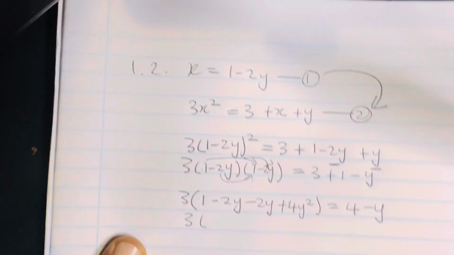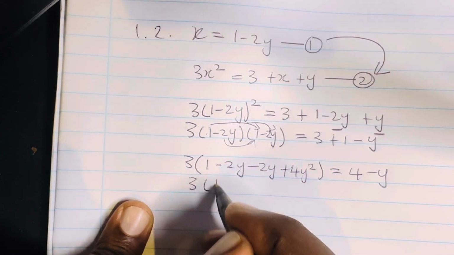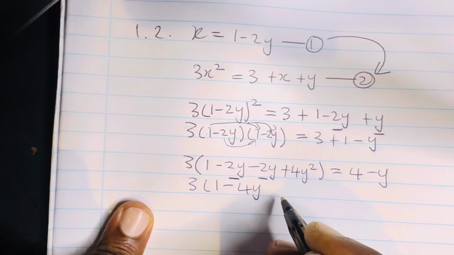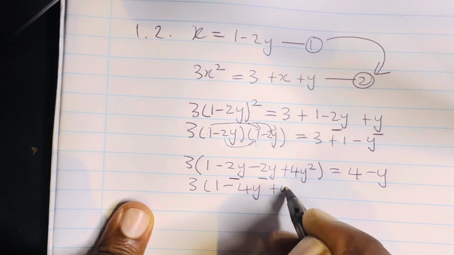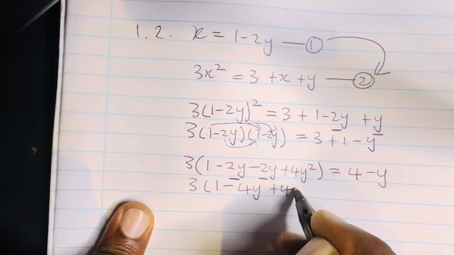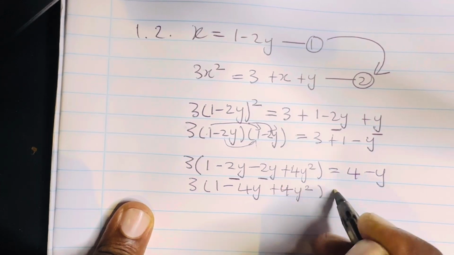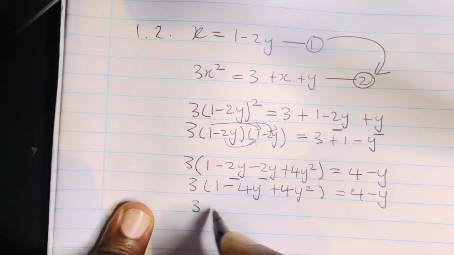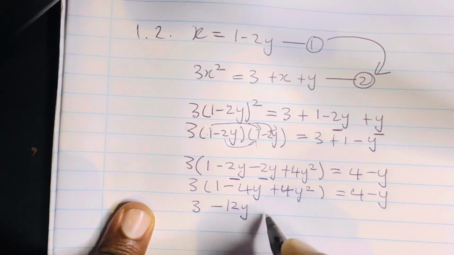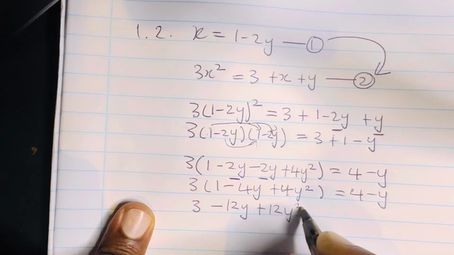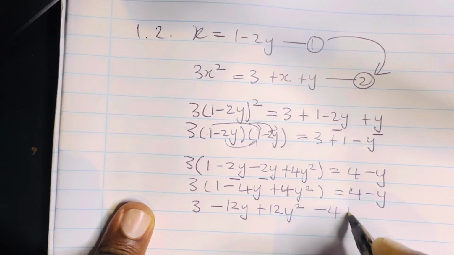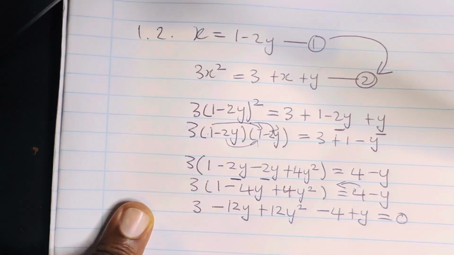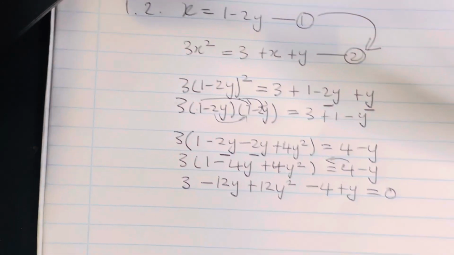So you're going to have 3 into (1 minus 4y plus 4y squared) equals 4 minus y. Remember that these two are like terms. Which gives 3 minus 12y plus 12y squared minus 4 plus y is equal to 0. So we are transposing these to the other side.